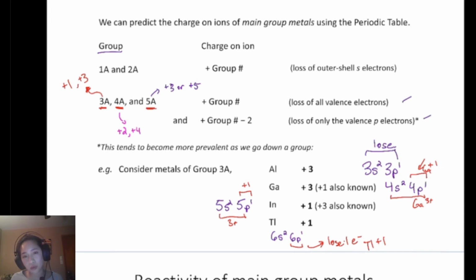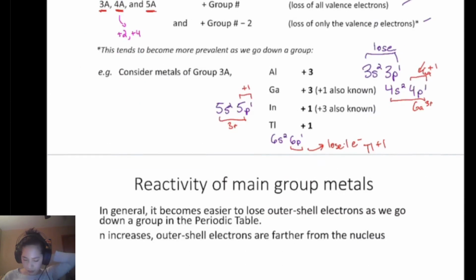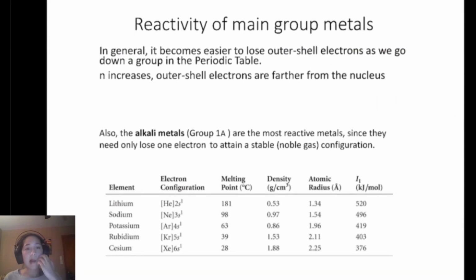I went through all of the different examples for the third group. So maybe on your own time you can use the same type of analysis for the fourth group and the fifth group to see which electrons are being removed to produce either a 2+ and 4+ cation, or a 3+ and 5+ cation for the fifth group. All right, moving on. Let's talk about reactivity of the main group elements.